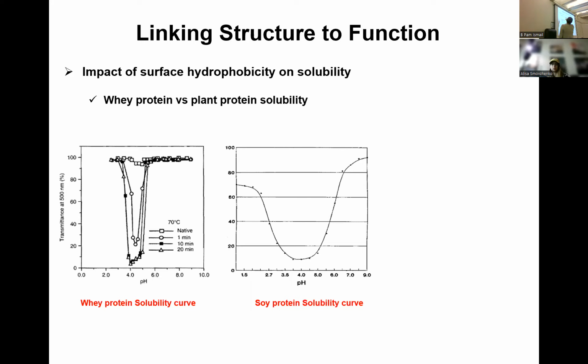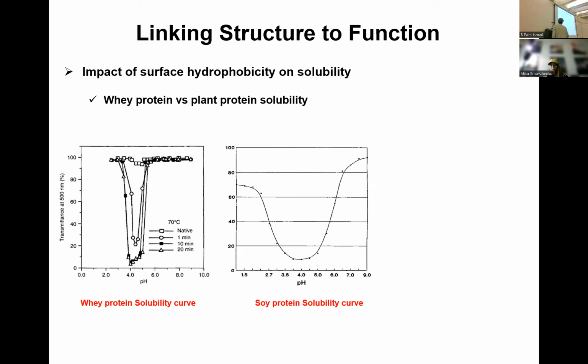So we have differences in the impact of surface hydrophobicity on solubility. We have your gold standard for solubility, and then you have plant proteins, illustrated by soy. So let's look at this figure, what that means. This is pH, and just take that as percent solubility, where they're measuring turbidity or transmittance. The higher the transmittance, the lower the turbidity, the higher the solubility. Just consider that as solubility.